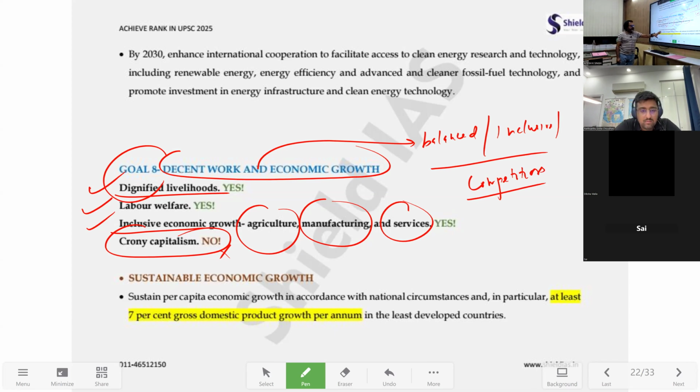So hence the focus is on sustainable economic growth. What type of average GDP growth is required for coming out from developing country status or least developed status to a high developing country or a developed status? The target is sustained per capita economic growth of at least 7% of GDP growth per annum in least developed countries. We have seen when China was rising, and when certain Middle East and Southeast Asian economies were rising, they were clocking 7 to 8% GDP growth or even 10% growth per annum. So that is required for sustainability, but that requires very effective economic policies.